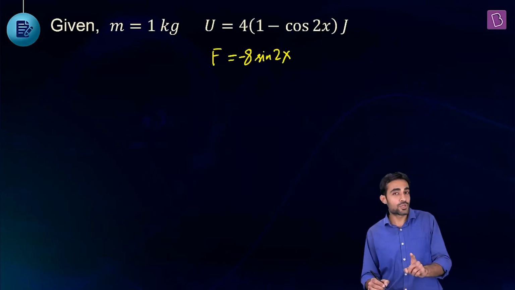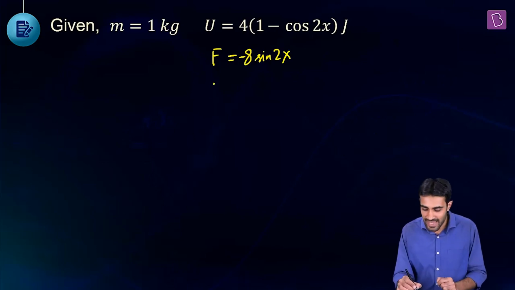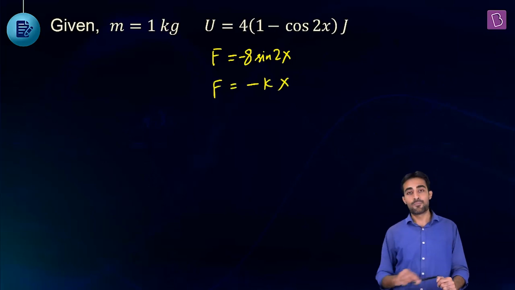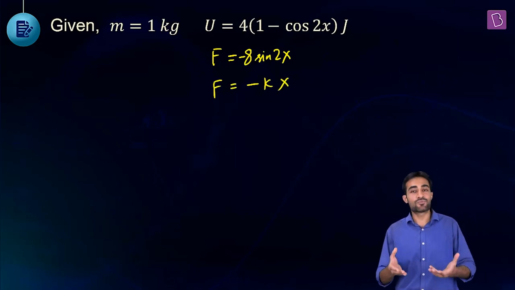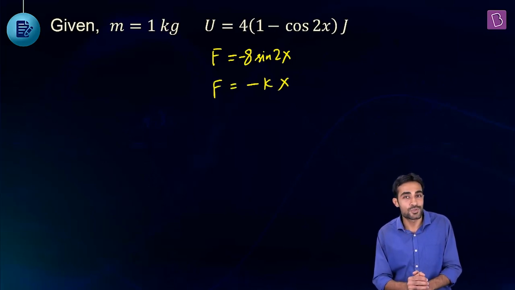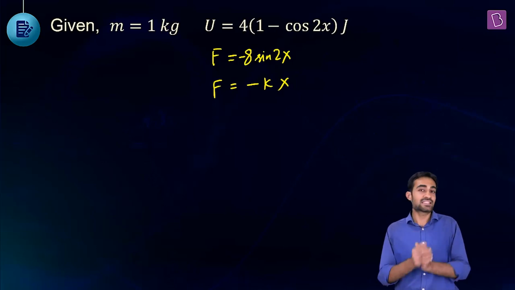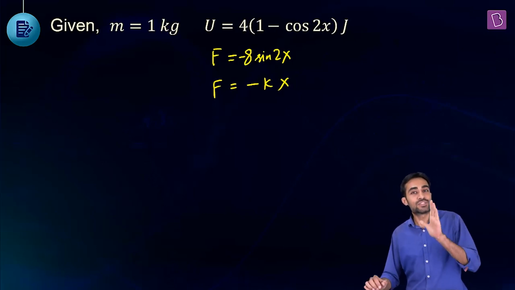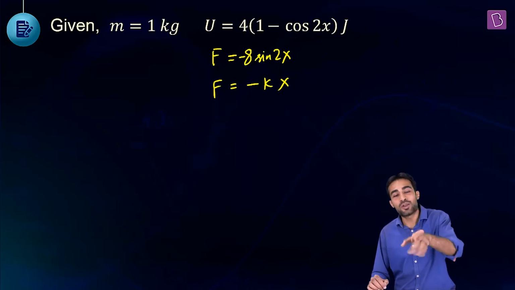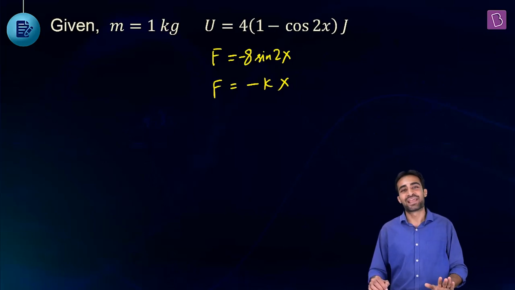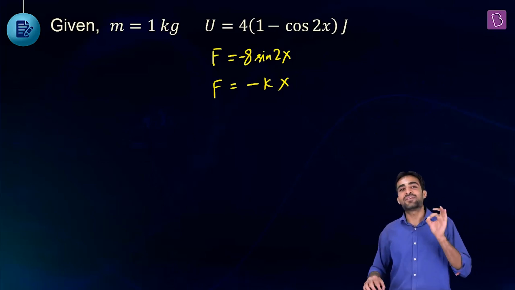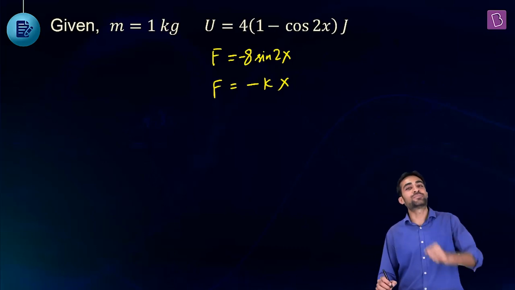Now the standard equation of force in SHM is F is equal to minus kx. But this is not matching with our standard equation of force. What should we do? We don't have a SHM. But you see, in the question they have said small oscillation. That is the trick. So when x is very, very small, we can apply some approximation.